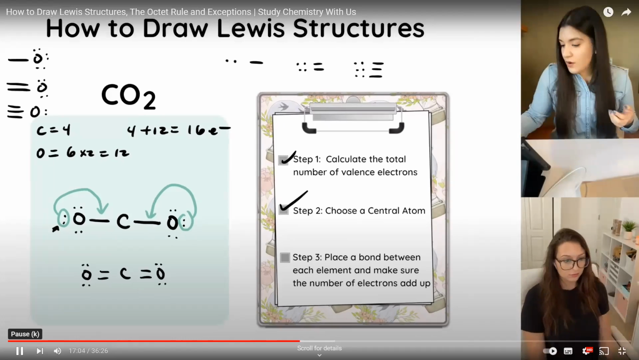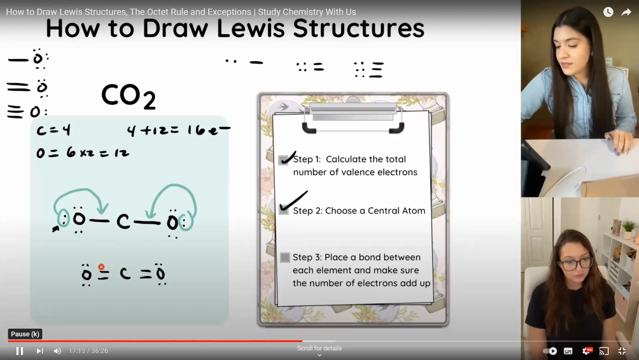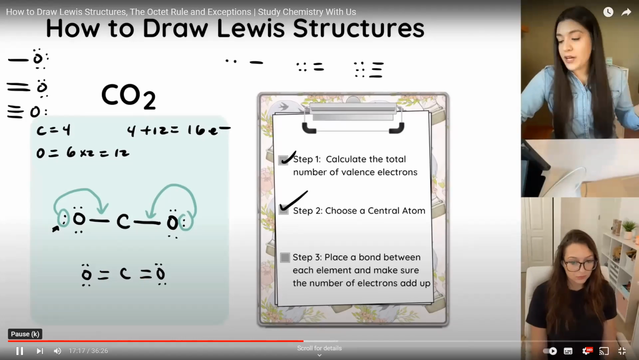So, perfect. And then we can check again and just see, yes, this does obey the octet rule, because here's 1, 2, 3, 4, 5, 6, 7, and 8. That's happy. And then we didn't add any additional electrons. It's still 16.